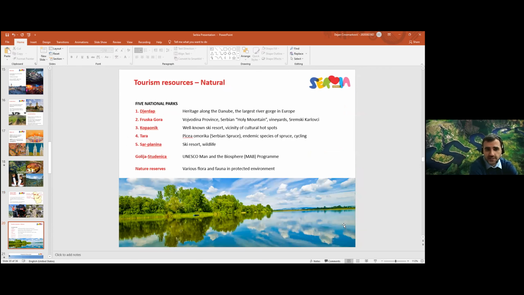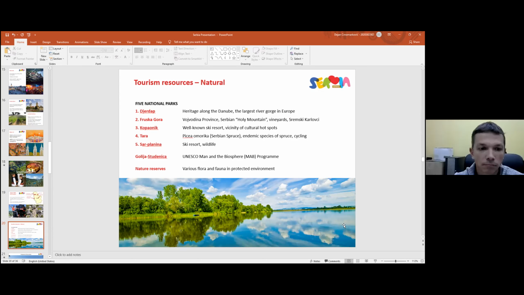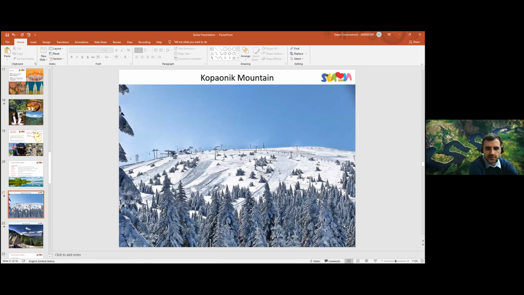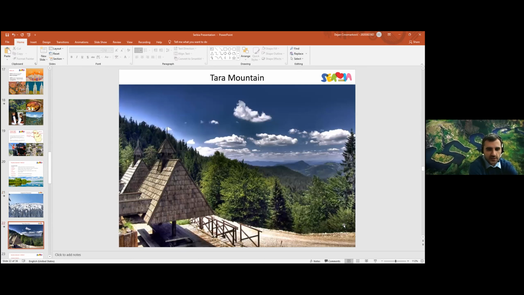We have 5 national parks: Đerdap, Fruška Gora, Kopaonik, Tara, and Šar Planina, and a biosphere reserve called Golija-Studenica, and also some nature reserves and other things. Kopaonik is the largest ski resort in Serbia, a national park, and Tara Mountain is better suited, for example, for hiking, and as an air spa as well.